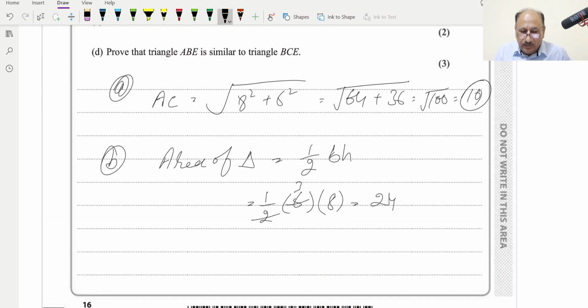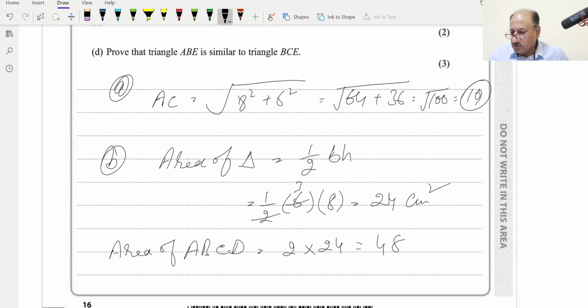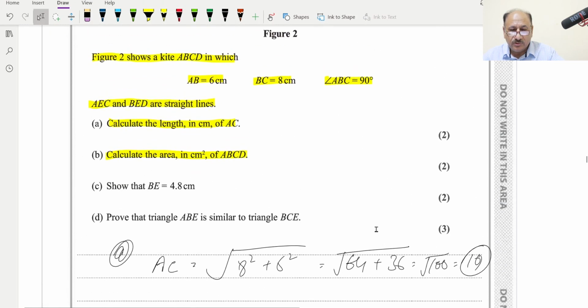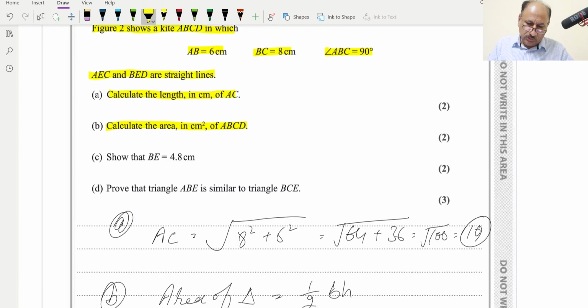So area of ABCD, which is a kite, will be equal to 2 multiplied by 24, which is equal to 48. This will be in centimeters square. This will be the area. Hopefully you understood this. C part, show that BE is equal to 4.8.